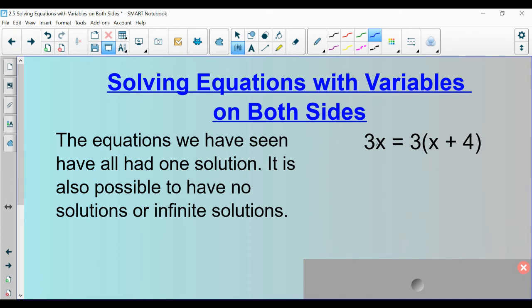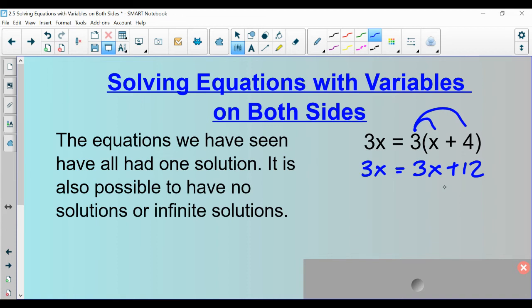This is one of those types, okay? If you guys were to try to solve this problem, your first step would be to distribute the 3, and you would have 3x is equal to 3x plus 12, right? Now, if we put our thinking caps on here, we could see that this is never going to work.